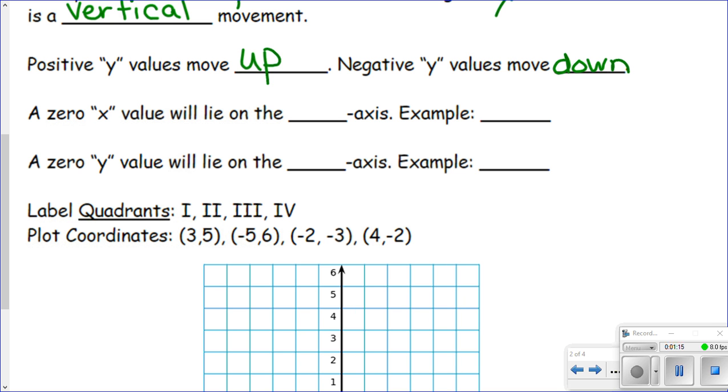A 0 x value will lie on the y-axis. An example of this would be (0, 2). And a 0 y value will lie on the x-axis. An example would be (2, 0).